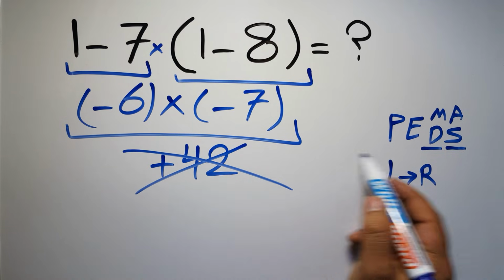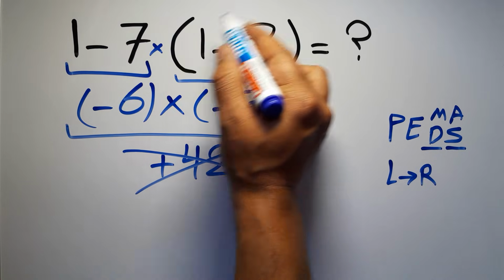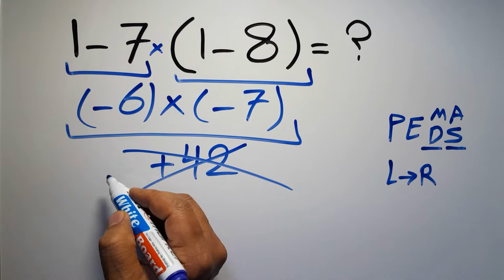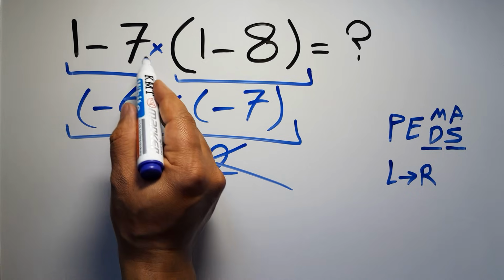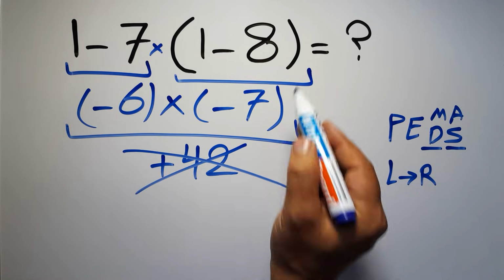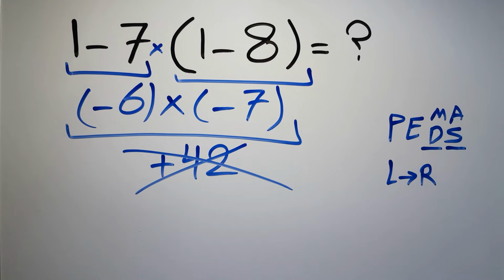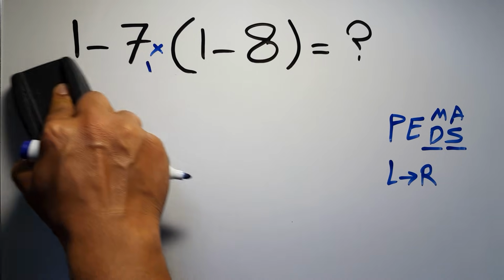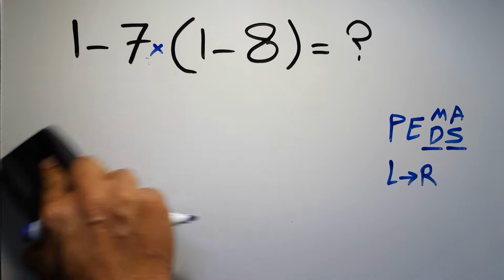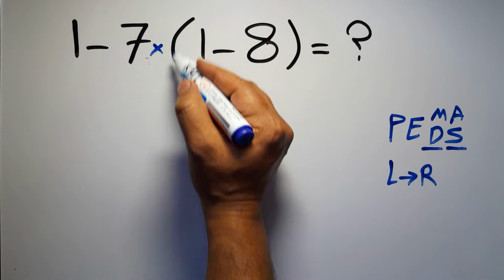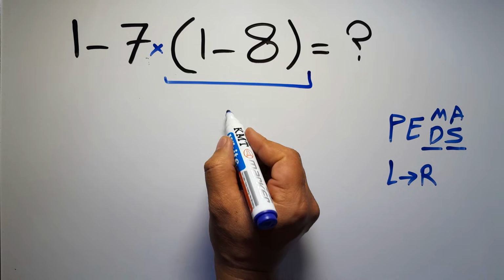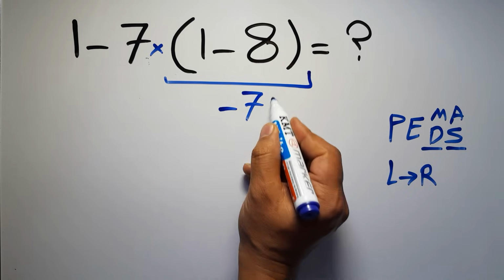Okay, so according to the PEMDAS, first we have to do this parenthesis, then this multiplication, and finally this subtraction. If we do this subtraction before this multiplication or this parenthesis, it is wrong. So first we have to do this parenthesis. Inside this parenthesis we have 1 minus 8, which equals negative 7.